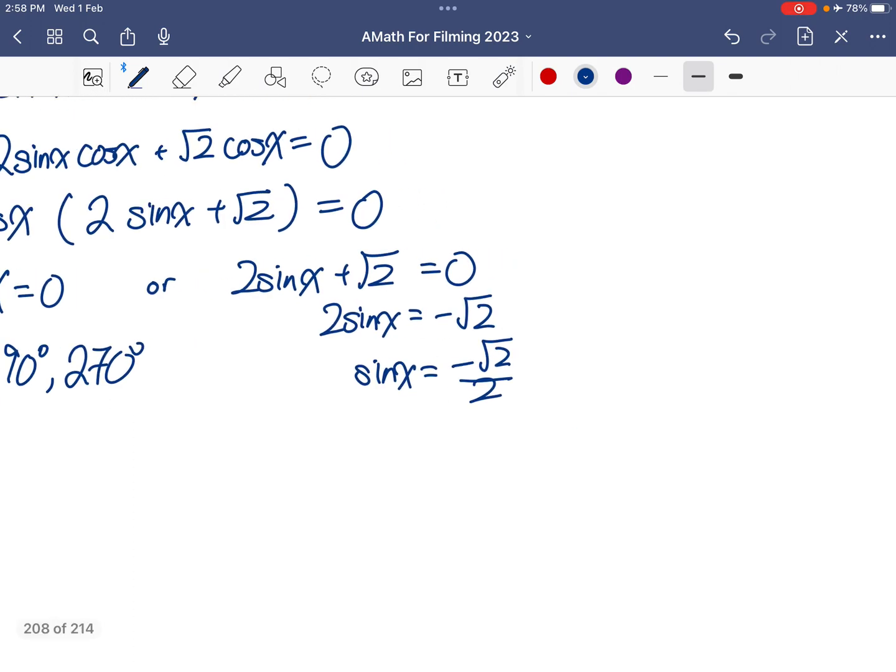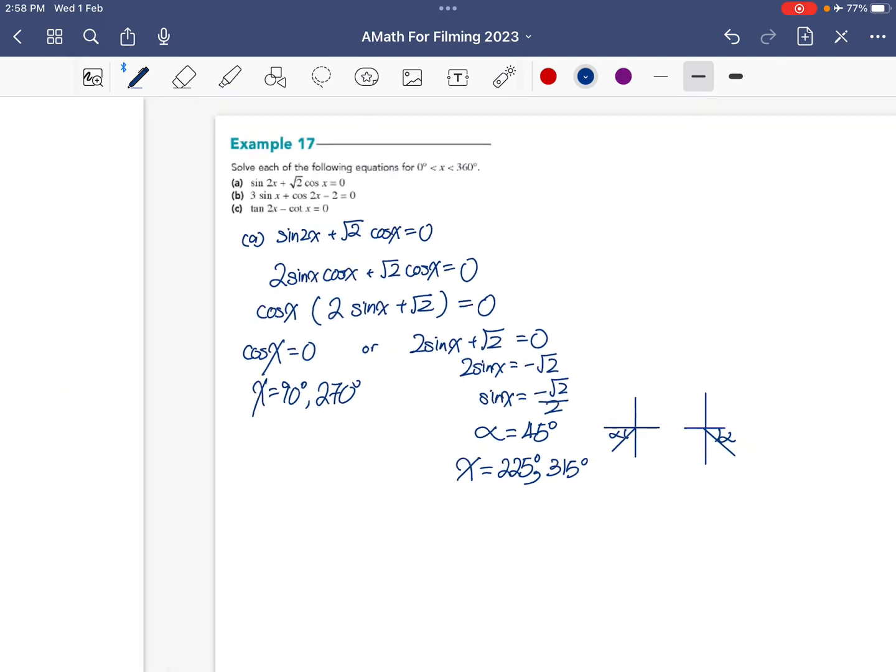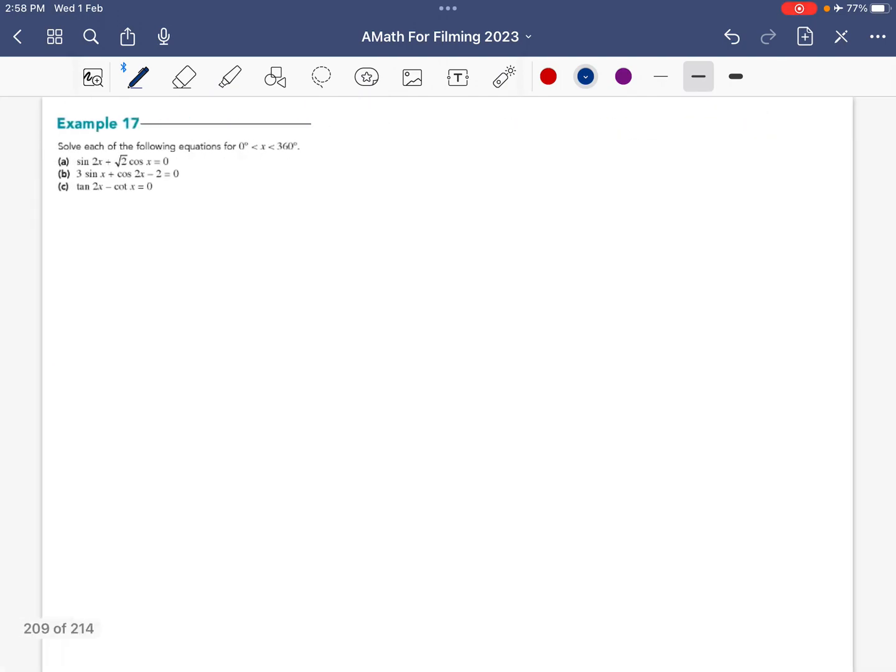My principal angle here, I will find, is 45 degrees. Sine is negative, so it's in the third quadrant, and also it will be found in the fourth quadrant, like this. Hence my principal value gives me 45 degrees. So my x value is 180 plus 45, which gives me 225. And it also takes 360 minus 45, which I get 315 degrees.